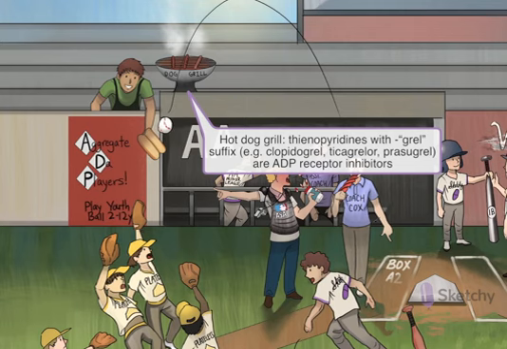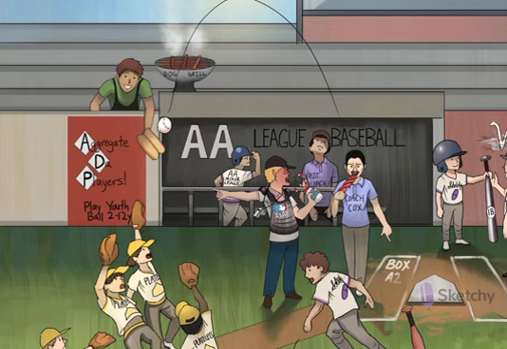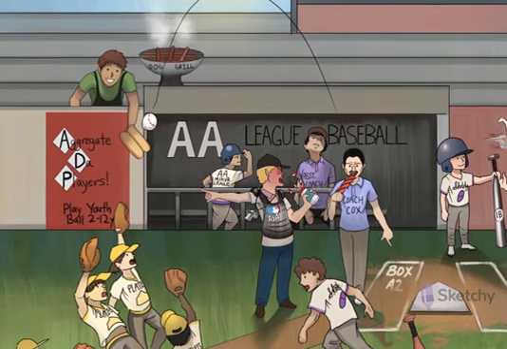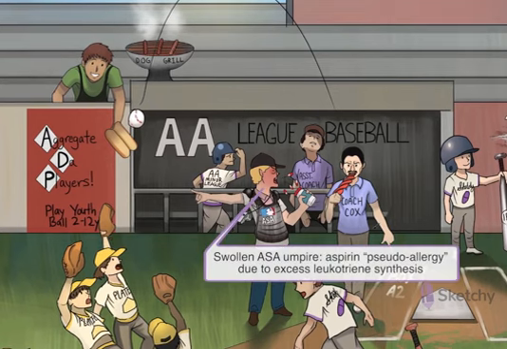All right, aspirin and the P2Y12 ADP inhibitors have established benefit in a variety of cardiovascular disorders, including prevention of coronary artery disease, ischemic stroke, and in the acute management of myocardial infarction. Before we highlight these clinical uses, however, I want you to take one more look at our aspirin umpire. See how red and swollen and puffy he looks?